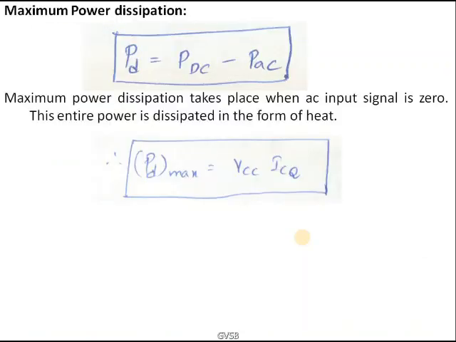Now the maximum power dissipation, in the sense of how much power is wasted in the form of heat. Here PD is the dissipated power, which is DC power minus AC power. Here AC power is the useful power and DC is the supplied power, so PD is the wasted power. The maximum power dissipation takes place when the AC input signal is 0. Therefore, the maximum dissipated power PD maximum is equal to VCC into ICQ, which is nothing but the DC power.